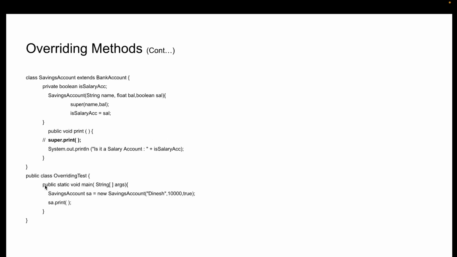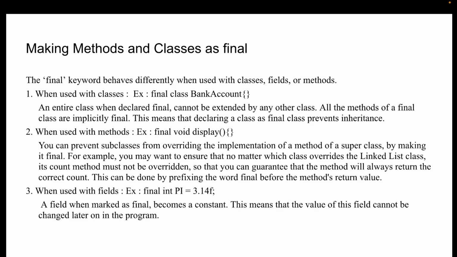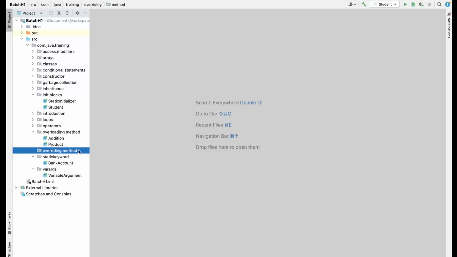When we go ahead and try to create the object of the child class, it tries to do a SA dot print. When we do SA dot print, it will try to search for the print method in the same class first. If it finds something here, it will call the method of the child class. Let me try to show this with an example. There is another current account class, and there might be other classes as well. So we'll see this with an example, then it will be more clear.